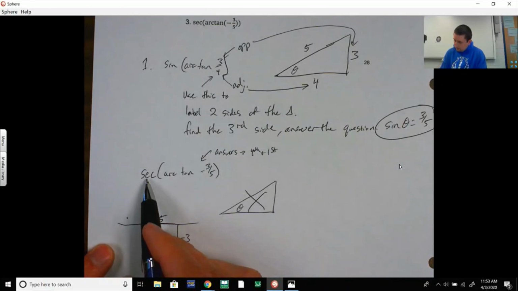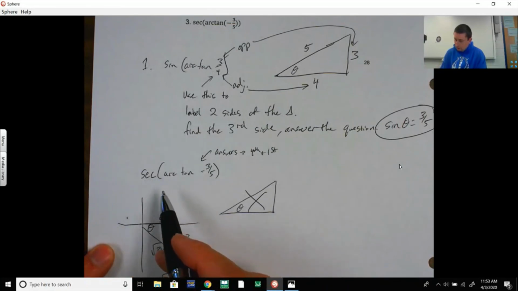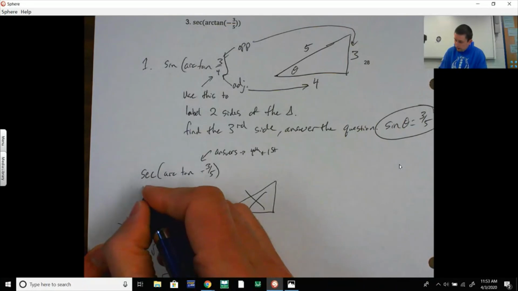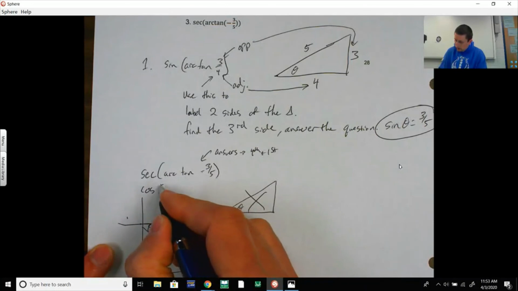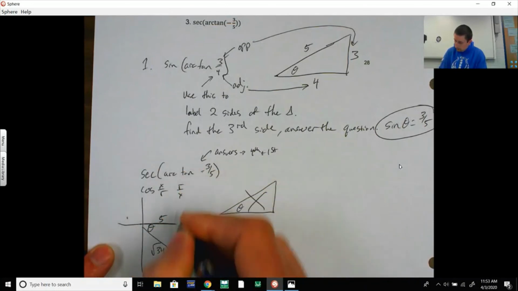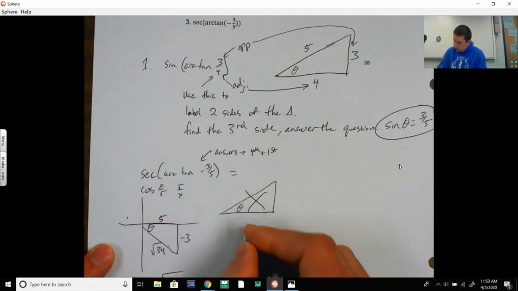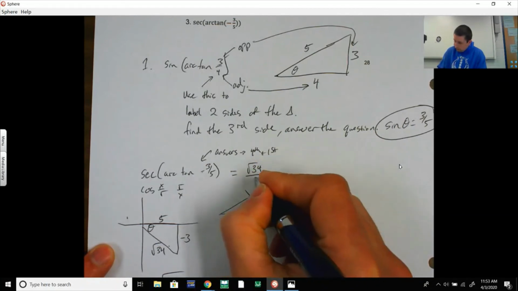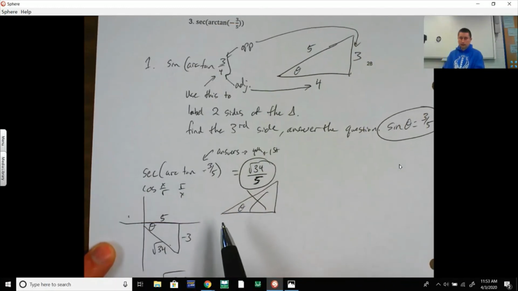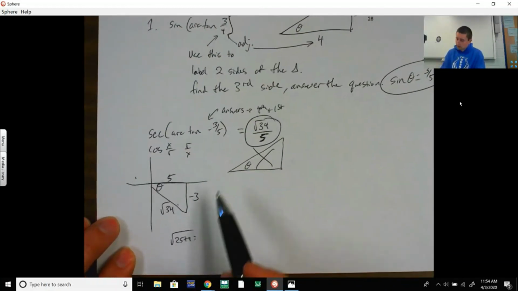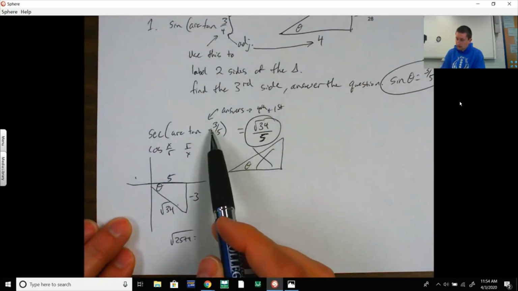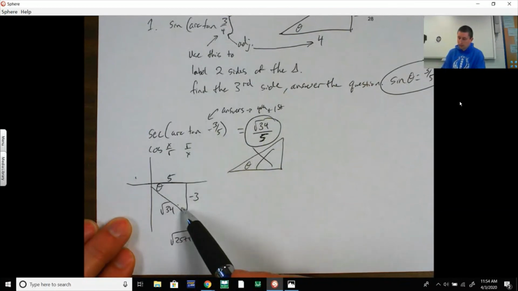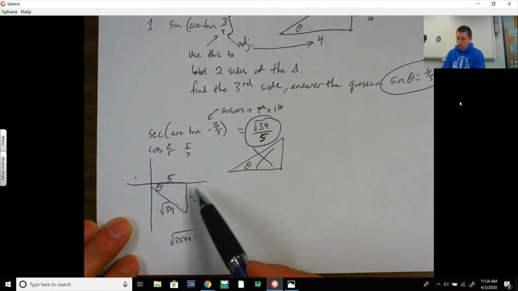So they want the secant. Secant is the reciprocal of cosine. Cosine is x over r, or adjacent over hypotenuse. So secant is going to be r over x, so that's going to equal root 34 over 5. That would be positive, because cosine is positive in the fourth quadrant. So the secant of the arctangent of negative 3/5. If this is negative, tangent answers have to be in the fourth quadrant. In the fourth quadrant, cosine answers would be positive.